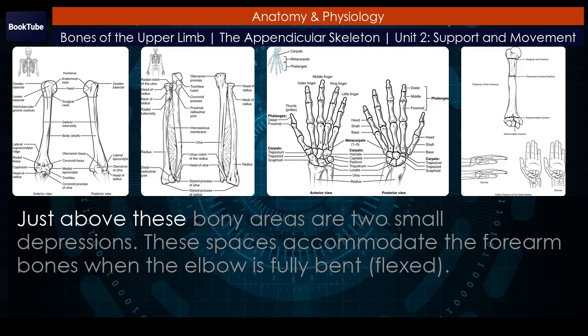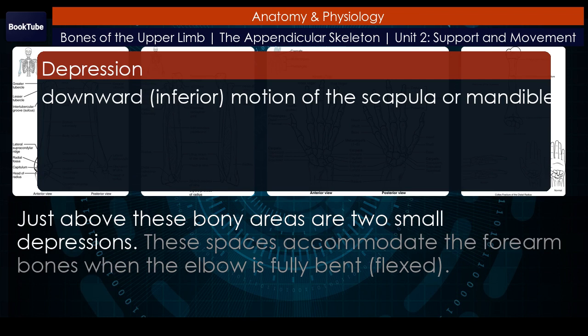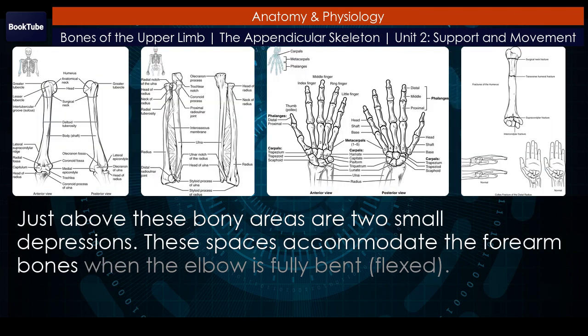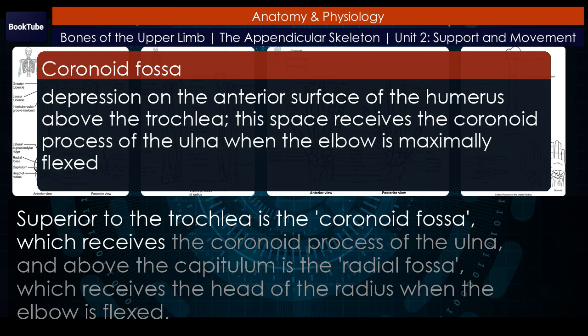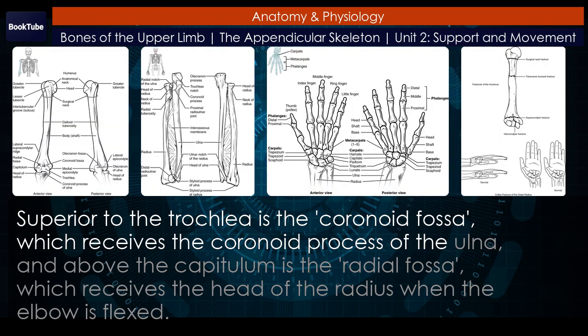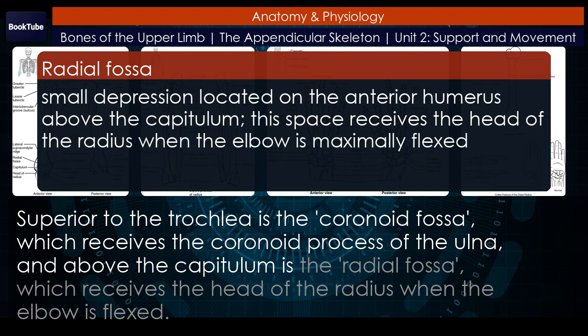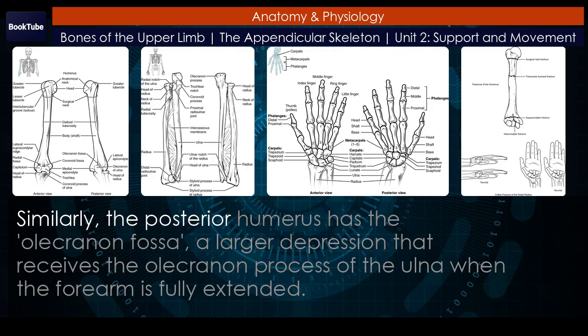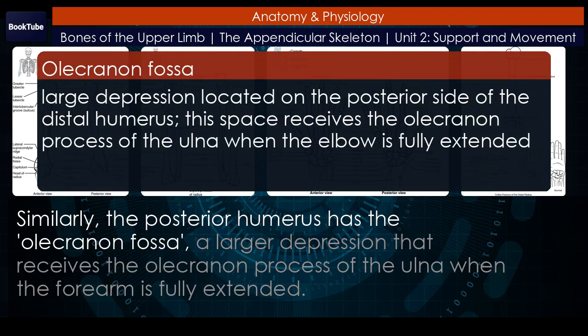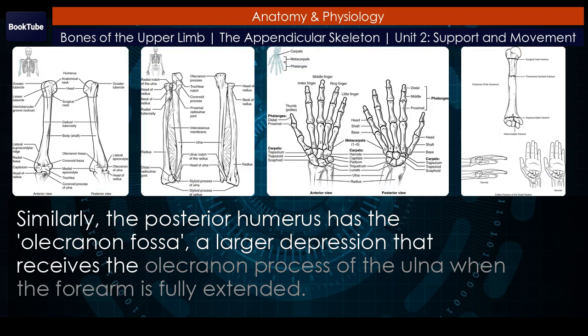Just above these bony areas are 2 small depressions. These spaces accommodate the forearm bones when the elbow is fully bent, or flexed. Superior to the trochlea is the coronoid fossa, which receives the coronoid process of the ulna, and above the capitulum is the radial fossa, which receives the head of the radius when the elbow is flexed. Similarly, the posterior humerus has the olecranon fossa, a larger depression that receives the olecranon process of the ulna when the forearm is fully extended.